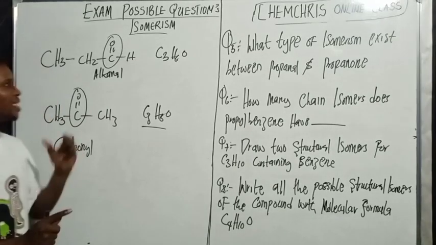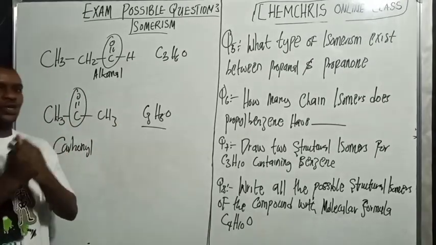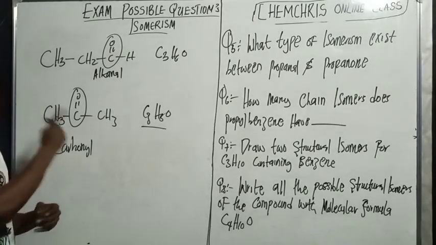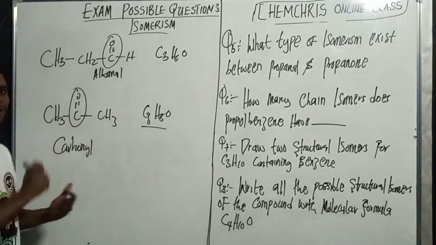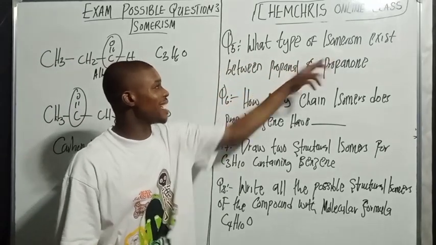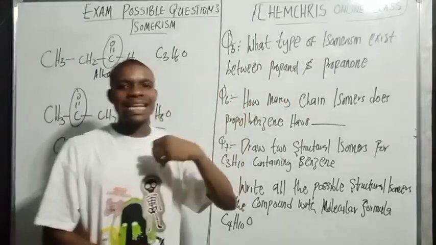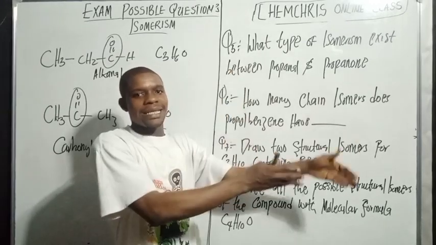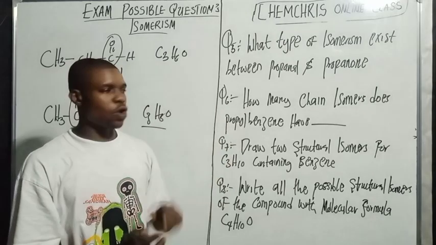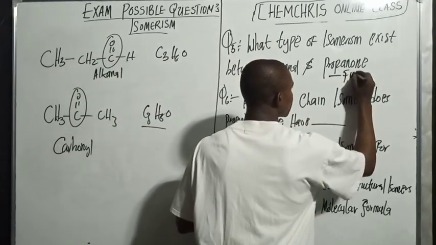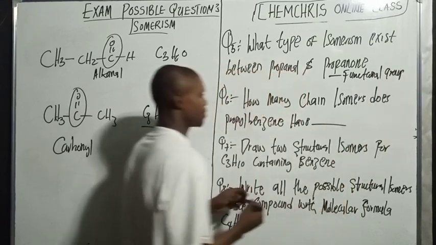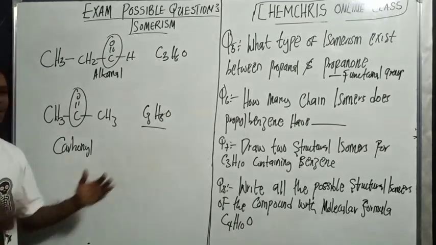So this is not chain isomerism. This is not positional isomerism. This is called functional group isomerism. So the answer here, what type of isomerism is it between propanol and propanone? You can also see it with pentanol or pentanone, hexanol or hexanone. The type of isomerism that occurs there is called functional group isomerism. That is it.